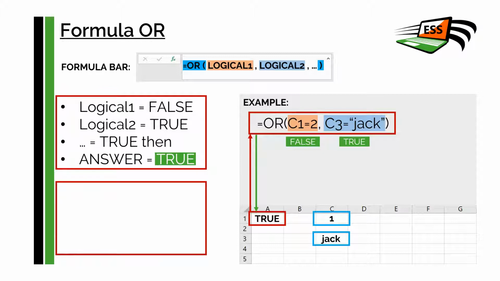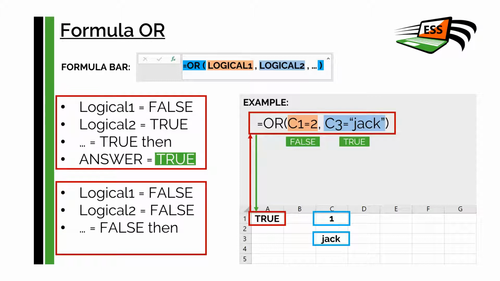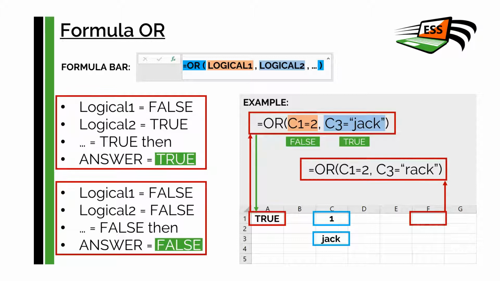Consider the other scenario where you can make an OR formula receive a false situation. So we look at logical 1 being false, logical 2 being false, and any other logical tests in the parentheses are also false, then the OR formula will give you an answer of false. Let's look at the example. In F1, we type equals OR, C1 equal 2. First logical is false. Second logical, C3 equals Rack, is also false. Therefore, the result to this formula is false. Let's go to the practice workbook and give it a try.